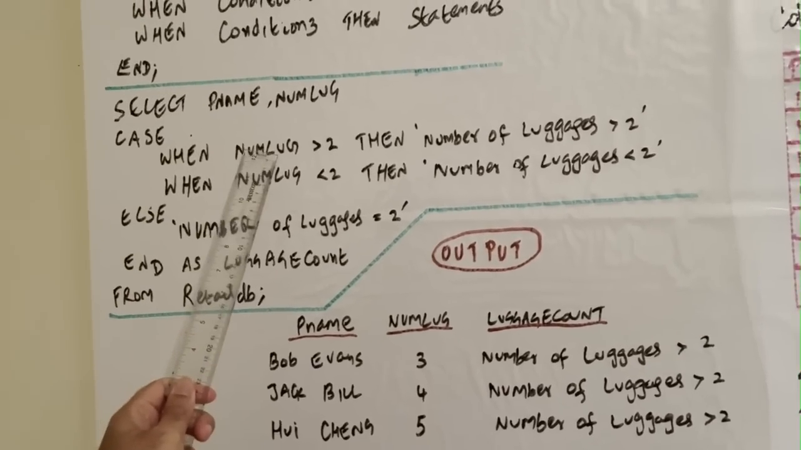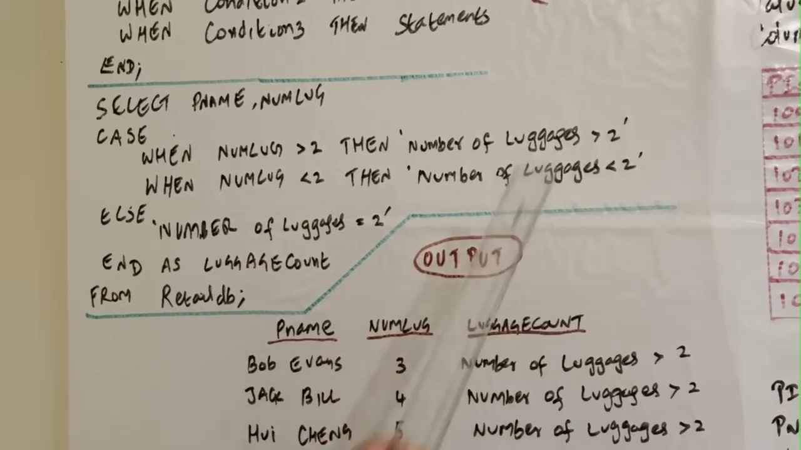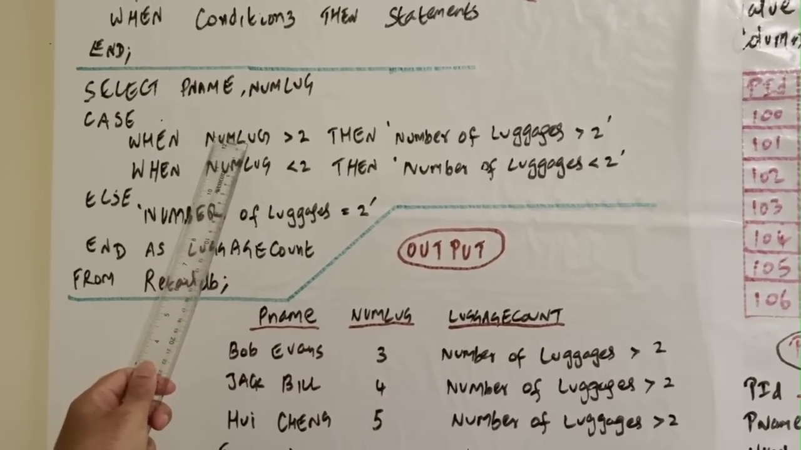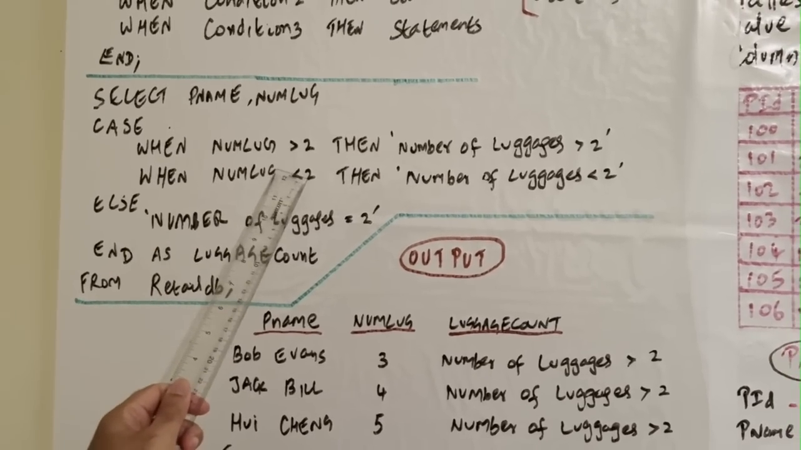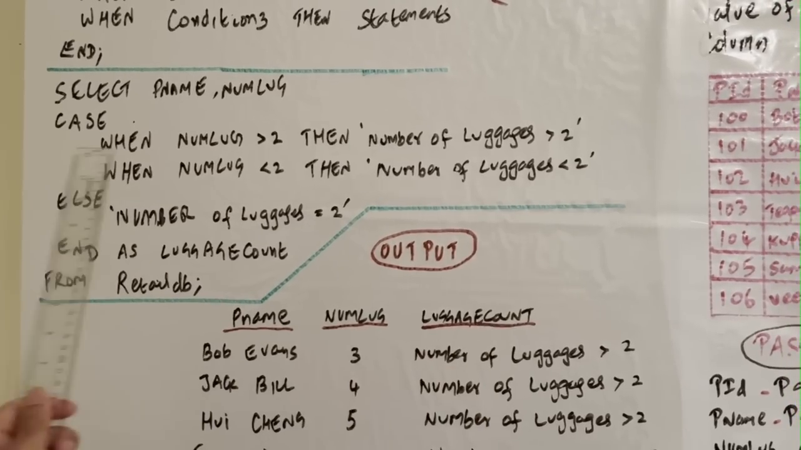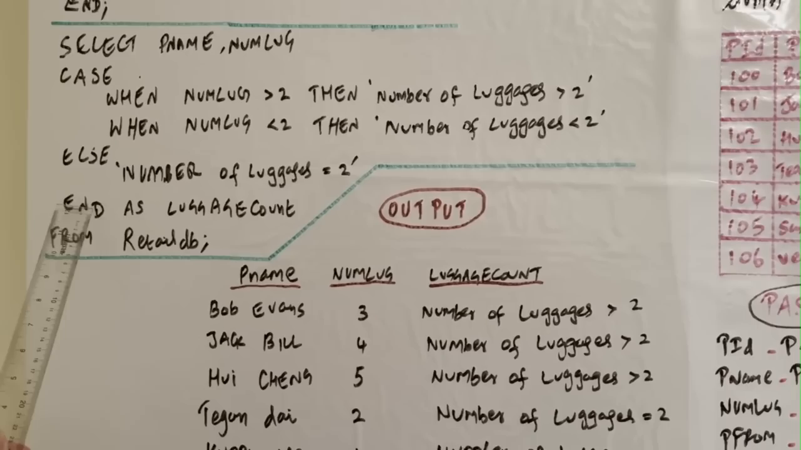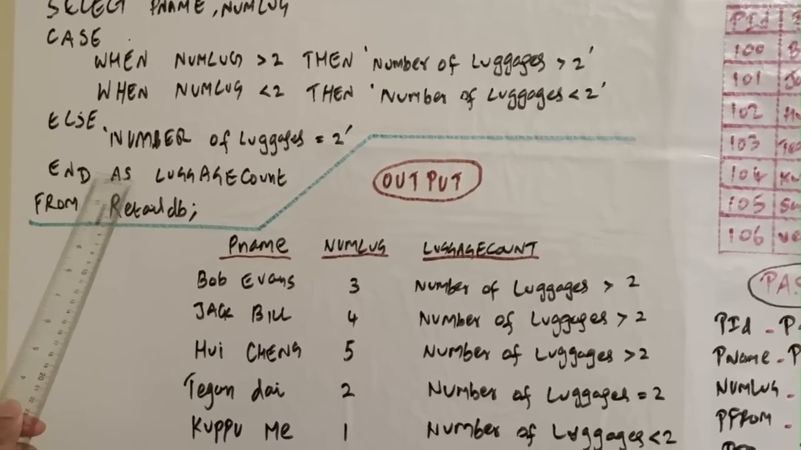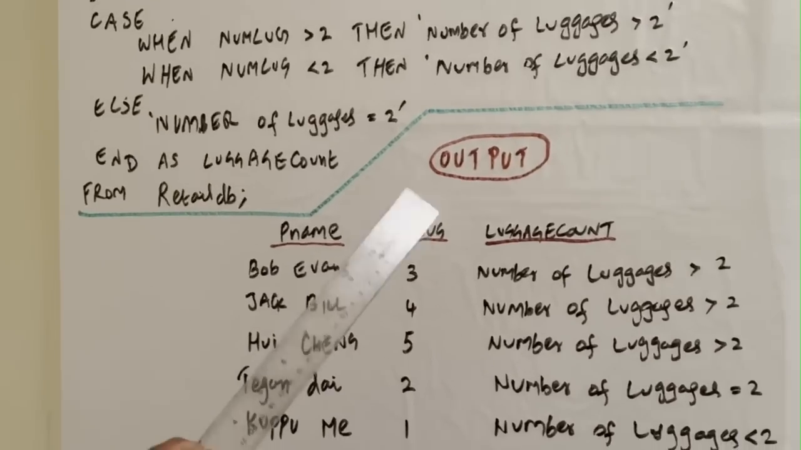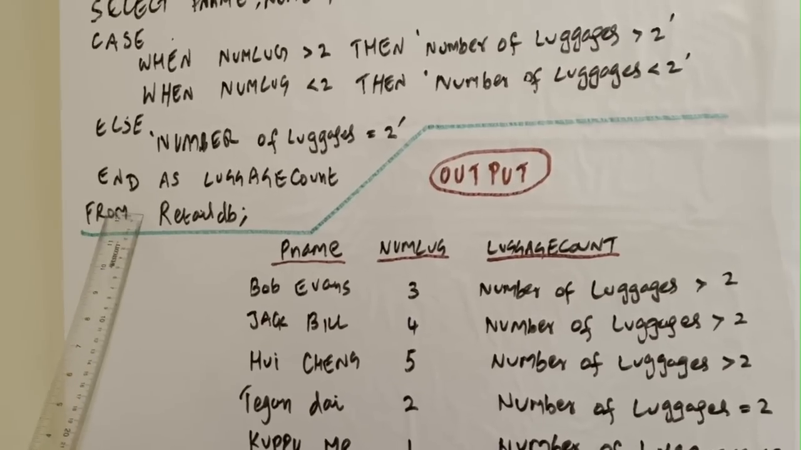When number of luggages greater than 2, then print number of luggages greater than 2. We want to display a message according to the value of the number of luggages. When number of luggage less than 2, then print number of luggages less than 2. Else put number of luggage equal to 2. End. And print the output as luggage count. See, luggage count, it's an alias. I have put some videos on how to use alias for column names; please watch those. From retail DB.